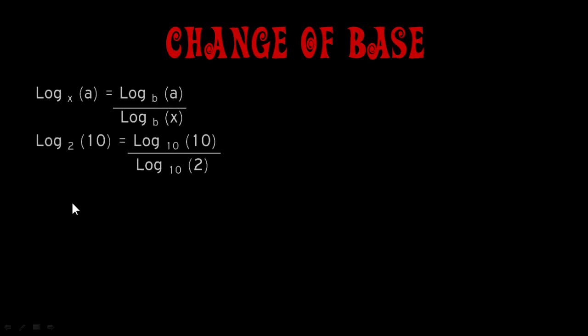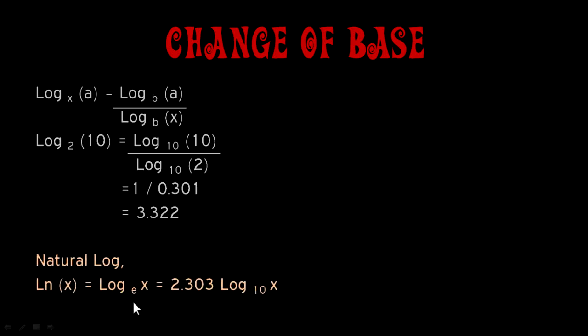Now, logs are very useful, but so far we have only dealt with values. We can even change the base of the number. Like we need to find log base 2 of 10. To do that, what you need to do is simply find the log of the number with the base 10 that you know. We will find log 10 of 10 divided by the log of base 2 that we do not know. Solve it. Get the answer as 3.322.